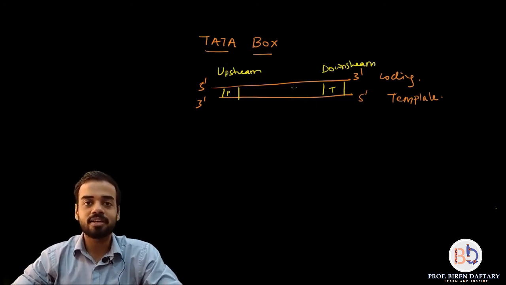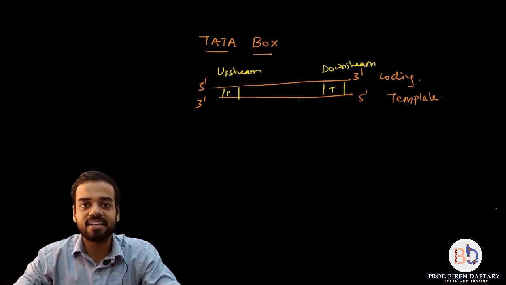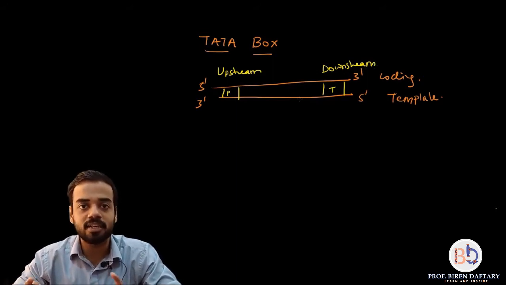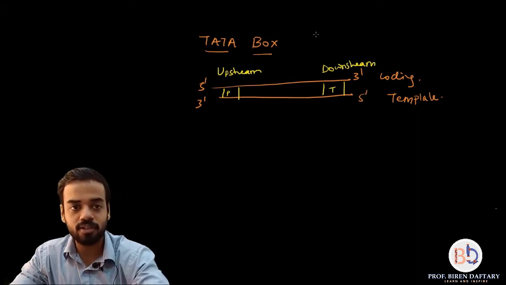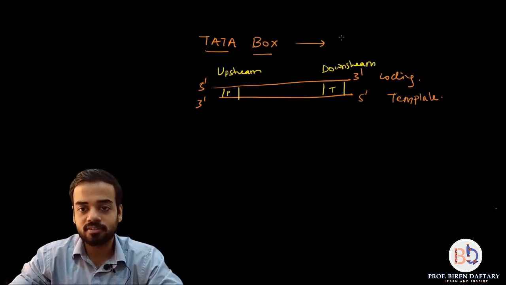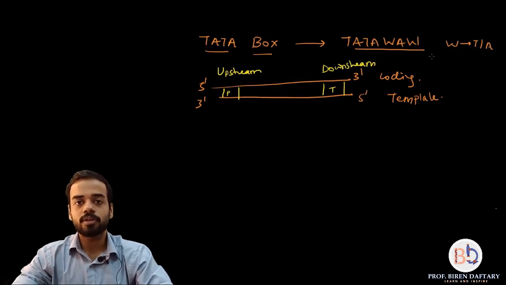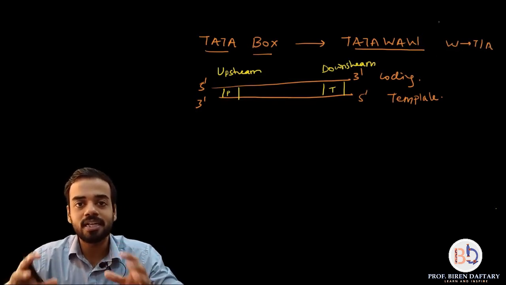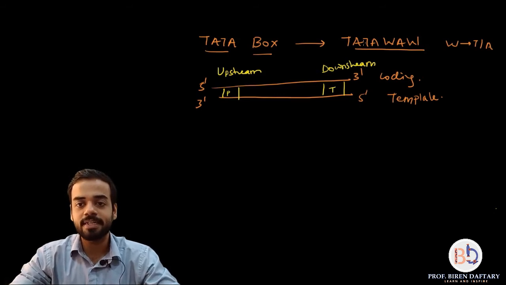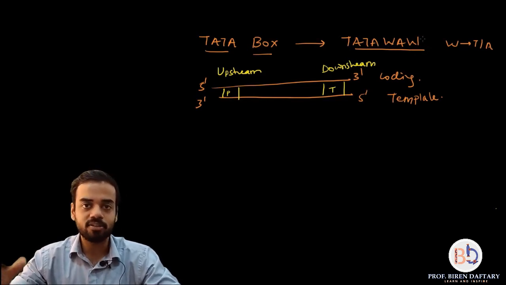The TATA box is a sequence having thymine and adenine nucleotides. T is for thymine, A is for adenine, and the TATA box is a sequence TATAWAW, where W can be either T or A. So this is a sequence having only adenine and thymine residues. It can be TATAAAA, or it can be TATATAT. You basically replace these W's by either T or A, and that is the sequence.